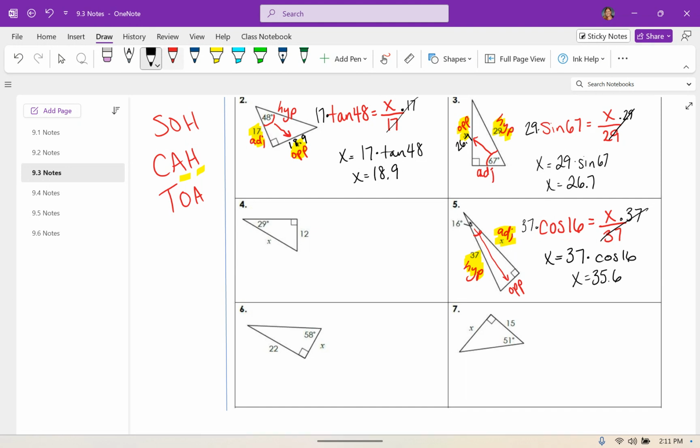Okay, so x is 35.6, which is smaller than the hypotenuse, so I think that's a pretty good value for x. Okay, let's do number 6.